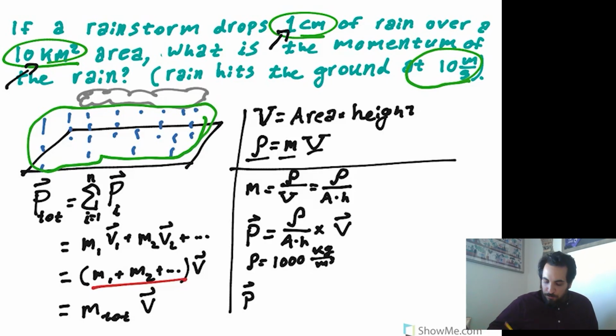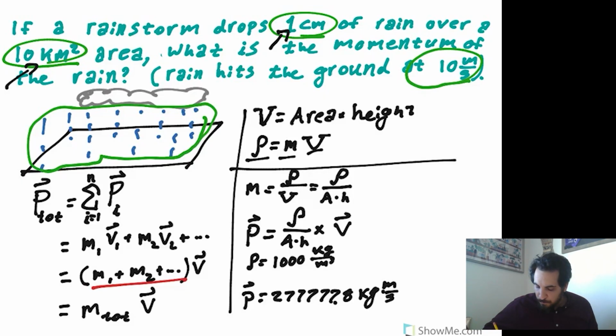Momentum equal to 2,000. Hold on, let me get this right. 277,777 point, and technically 7's all the way down, kilogram meter per second.